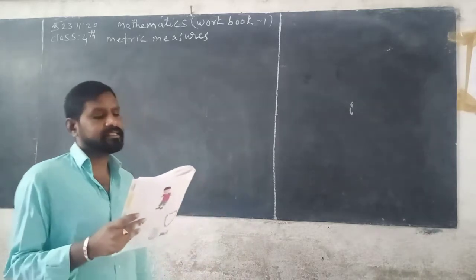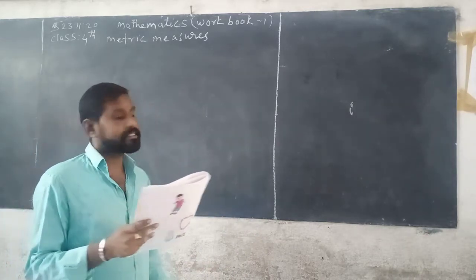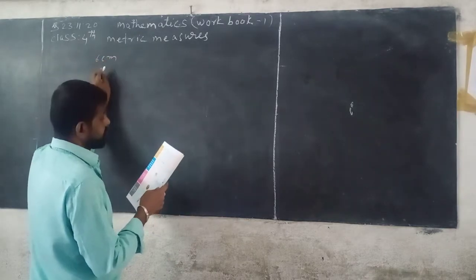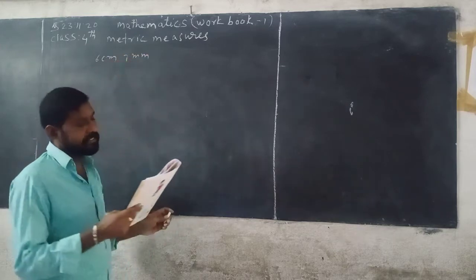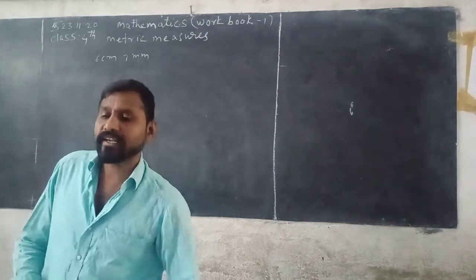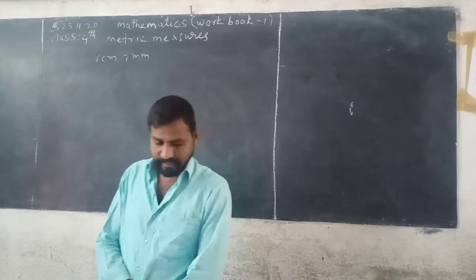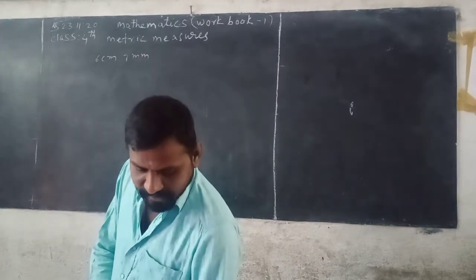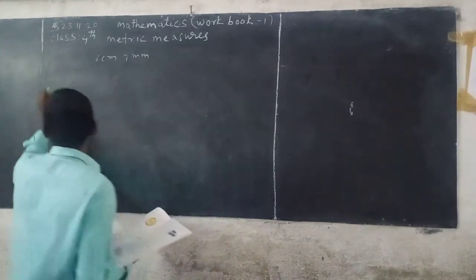First one: the length of Ashok's pencil is 6 centimeter 7 millimeter. So 7 millimeter is rounded up to the nearest centimeter. See here, estimate the length by rounding up to the nearest centimeter. Solution.